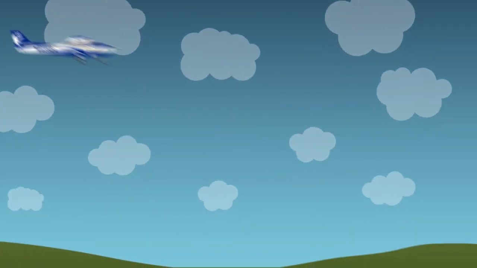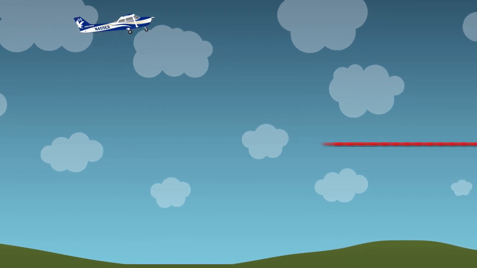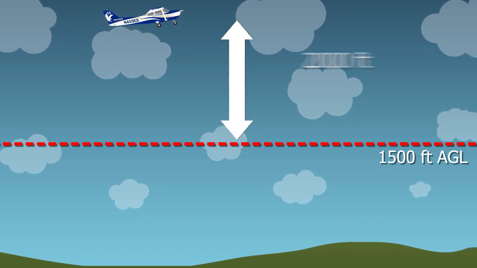To begin this maneuver, select an altitude that will allow you to recover no lower than 1,500 feet AGL with a maximum descent of 2,000 feet. Before executing the maneuver, brief the crew and passengers.